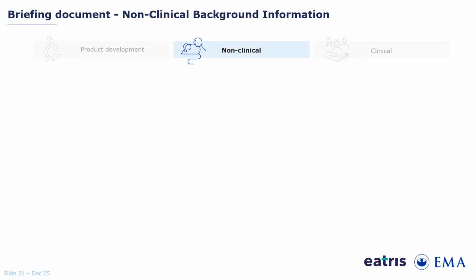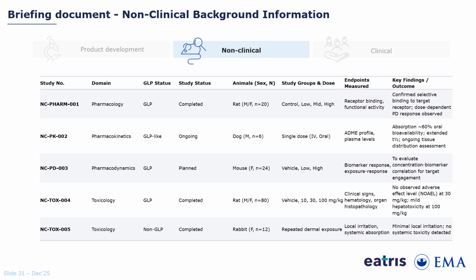In the non-clinical section, applicants should provide a structured summary of all non-clinical studies in a tabulated format and mention whether the studies are completed, ongoing, or planned. The table should include for each study, the study number, the good laboratory practice adherence status, whether it is GLP, non-GLP, or GLP-like, and key design features. These features include number and sex of animals, study groups and dosing regimens, endpoints measured, and key outcomes. If GLP-like, describe the measures taken to ensure quality.